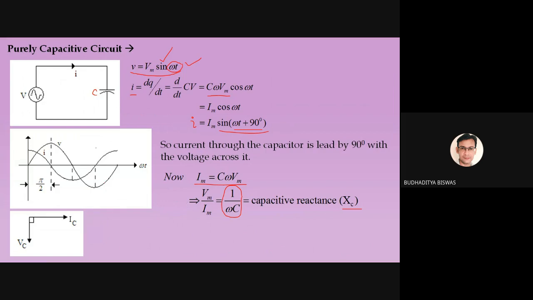Now this is the waveform. Here you see, when the voltage is generated from the origin, the current has already reached its maximum value. So the current is generated from here, so the current leads the voltage. What is the angle? The angle is 90 degrees. So in case of a pure inductor, the current lags the voltage by 90 degrees. In case of a pure capacitor, the current leads the voltage across it by 90 degrees.